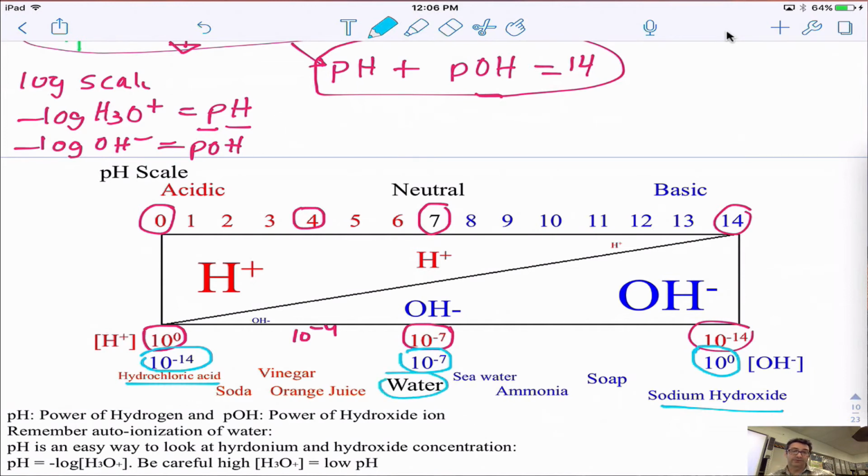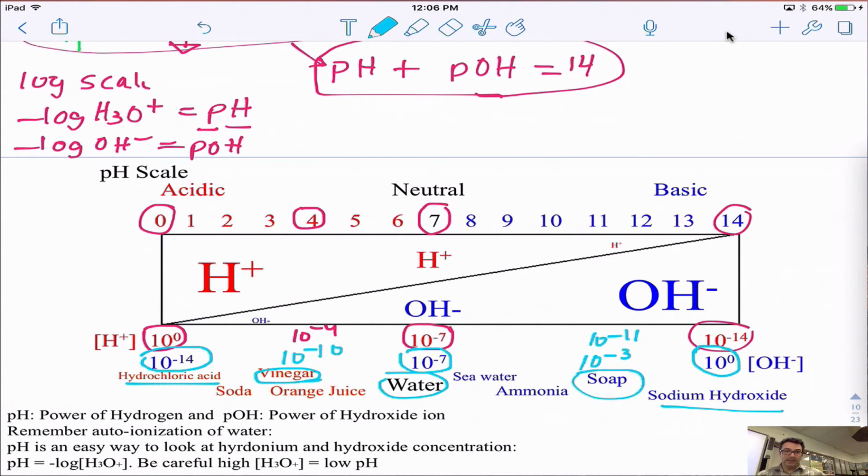Then you could have different ranges. I gave you this example of 10 to the negative 4th. The OH minus would be 10 to the negative 10th because they multiply together to be 10 to the negative 14th, and that would be something that was slightly acidic like vinegar. You could have something like soap, maybe 10 to the negative 11 H plus with 10 to the negative 3 OH minus, and you'd have something like soap.